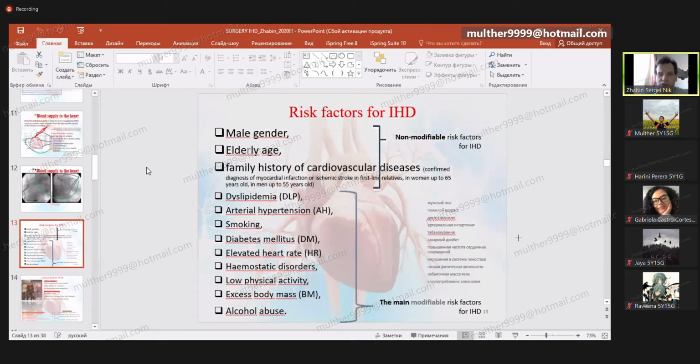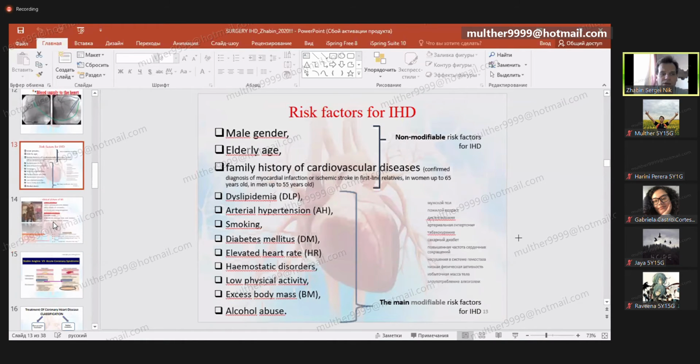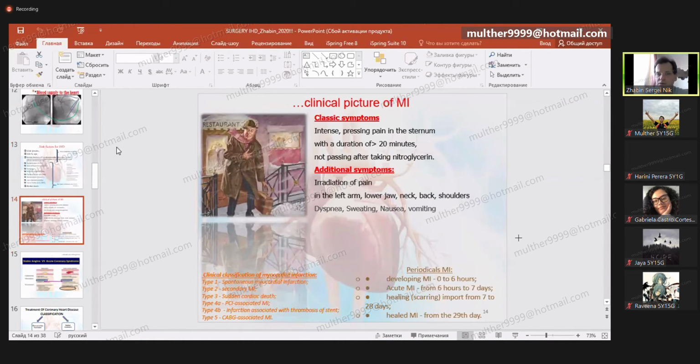Risk factors of ischemic heart disease: they are non-modifiable and modifiable. Main non-modifiable risk factors are male gender, elderly age, family history. And lifestyle modifiable risk factors will include dyslipidemia, arterial hypertension, smoking, diabetes mellitus, and etc. What are the clinical pictures of myocardial infarction?